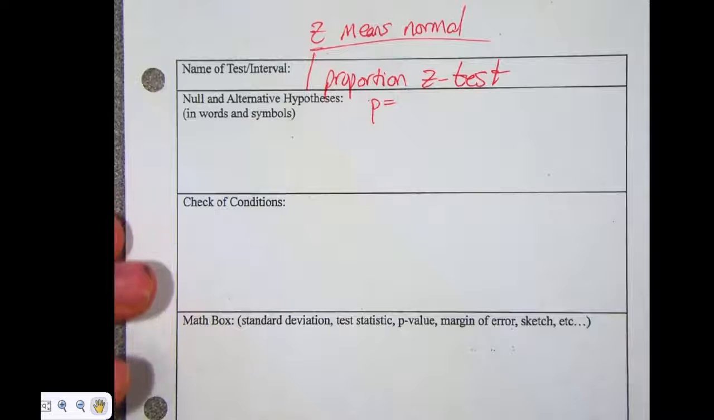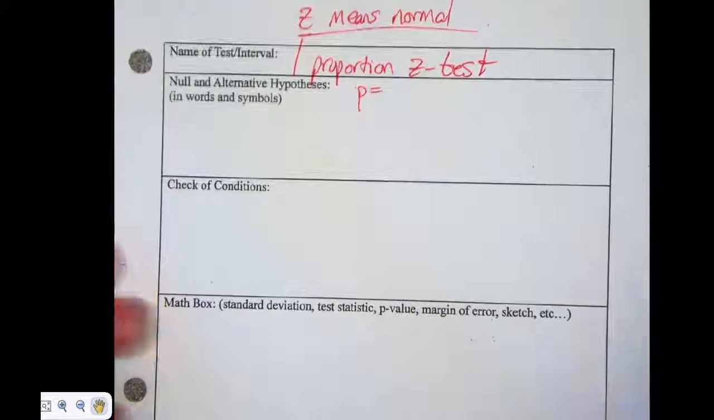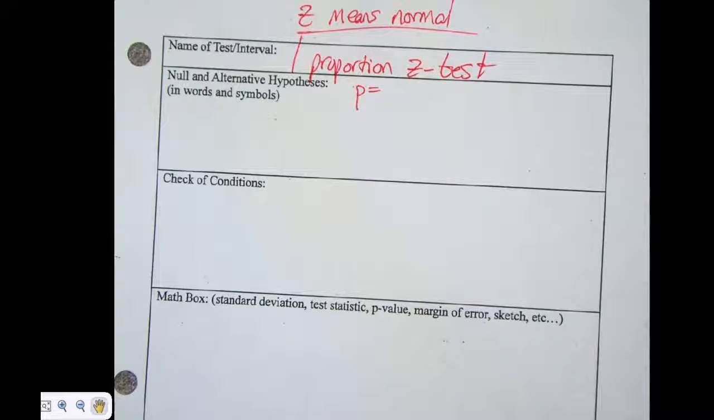Oh, we're doing an example, aren't we? All right, so let's do number one. MHS claims 80% of graduates go to college. We think that that might be less. So we take our sample.